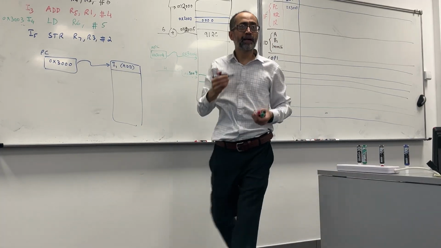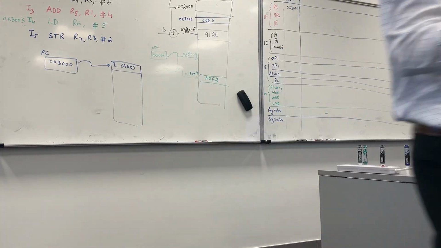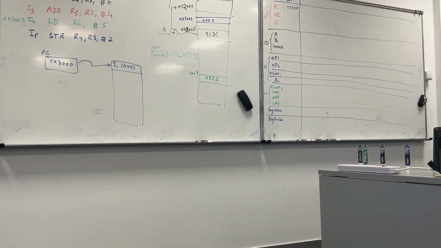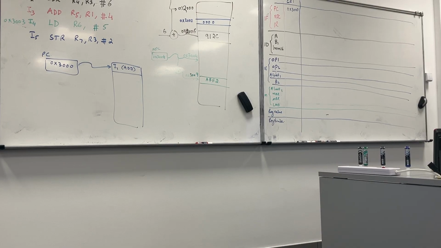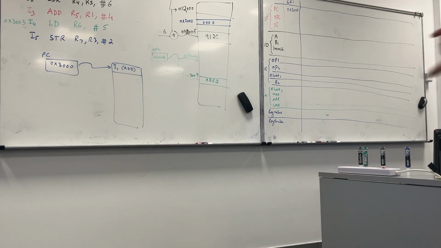And what is NPC? NPC is the next program counter. In LC-3, which is a word-addressable architecture, the NPC will just be incremented by 1. So what will NPC be here? Help me.